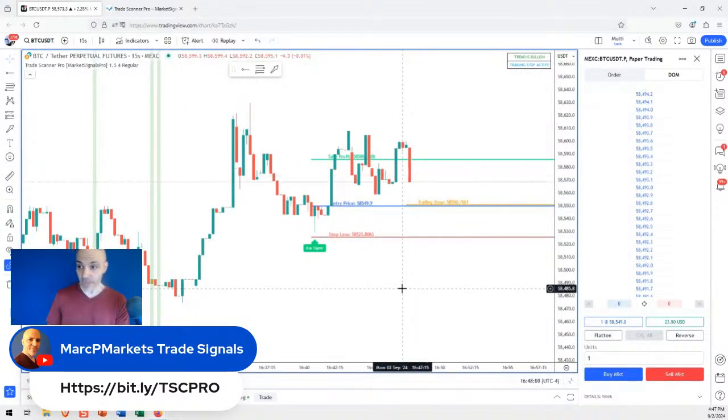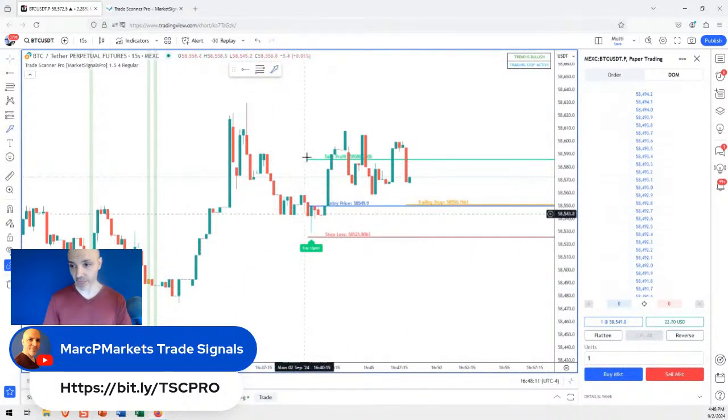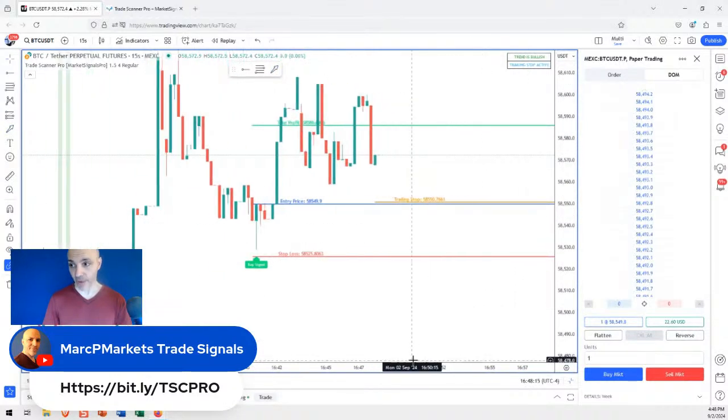Now, again, just to recap here, the key advantage to using something like the Trade Scanner Pro is it simplifies your decision-making process. It defines the risk for you very clearly. It gives you a profit objective very clearly. You could use it on any time frame, on any market.